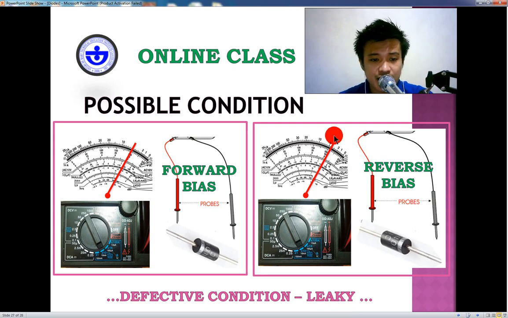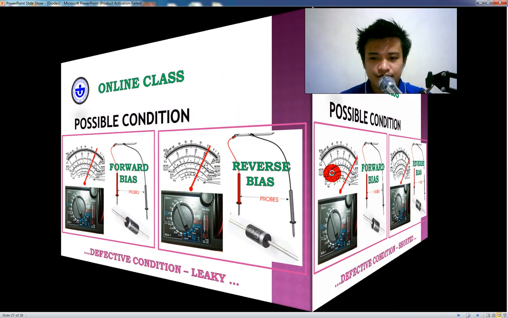So leaky will give a reading of low but not zero during forward bias, and it can also give a reading of low but not zero during reverse bias. Okay, I hope that is clear. So again, the condition is defective, defective under leaky.